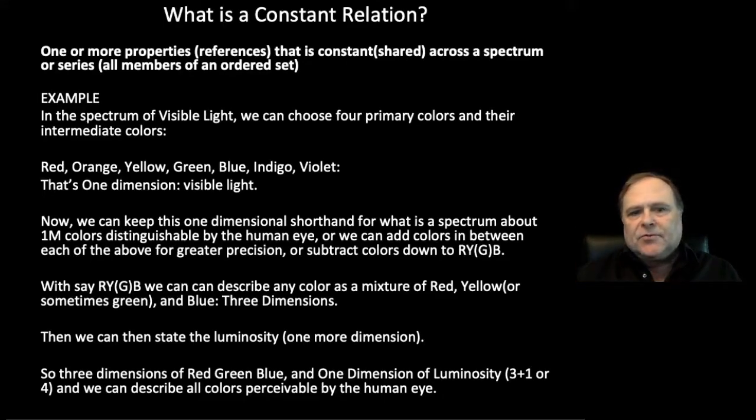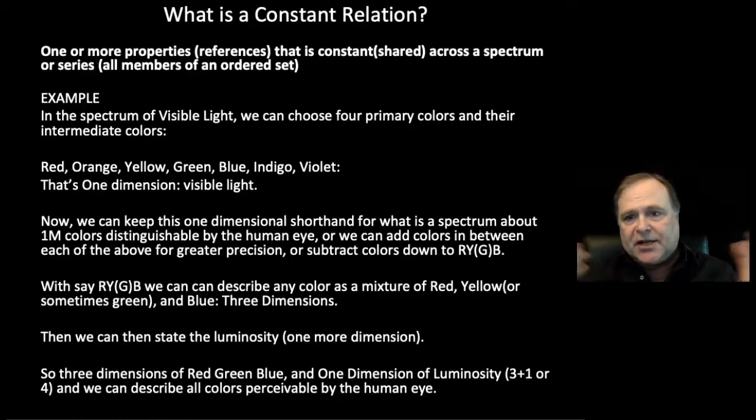So with, say, red, yellow, blue, we can describe any color as a mixture of red, yellow, or sometimes green, and blue. That's 3 dimensions. So we can describe any color on the spectrum of colors with 3 causal dimensions. Then we can state luminosity with 1 more dimension. So that's the brightness. So if you say, well, there's 3 plus 1 dimensions we describe as time or space-time, and then we can break it down into its causal dimensions or its measurable dimensions, and then we can say the same thing with colors.